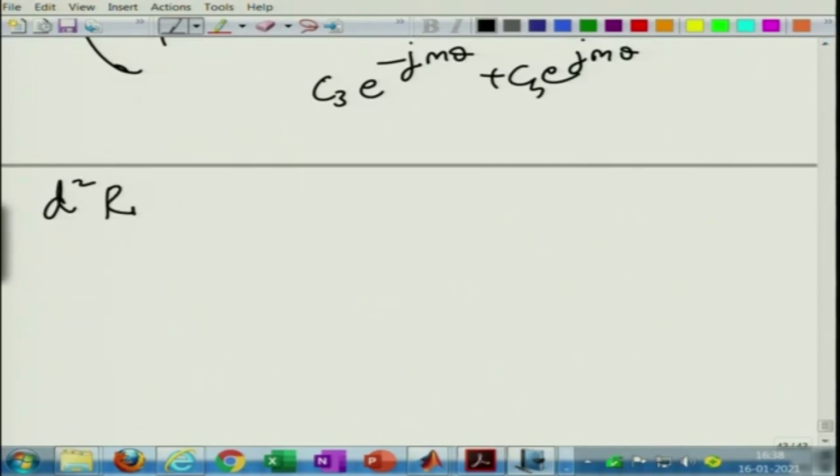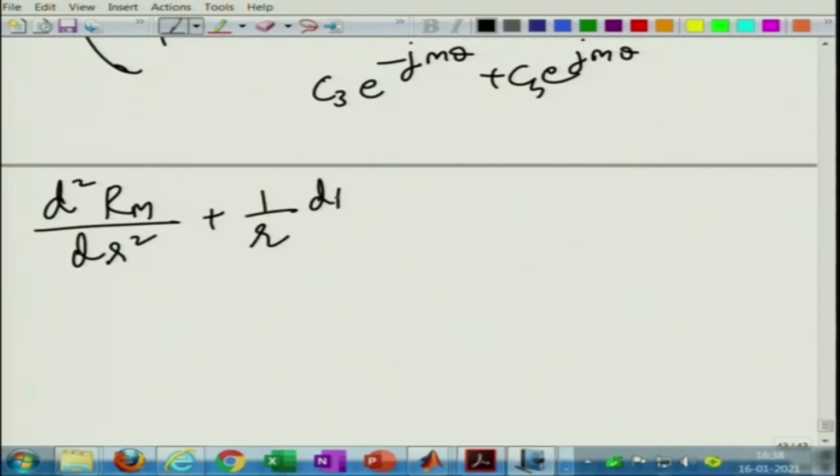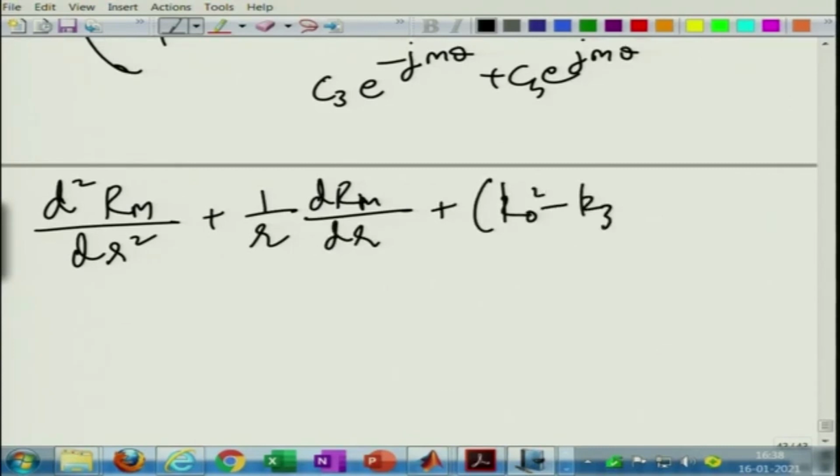This is a vast topic. I am writing m as a suffix here because we are trying to solve for m. This is a vast topic which arose at least a century back, from the time of Bessel, more than a century back I would say. We will worry about kz later, where m now is an integer. So, this is R sub m, equal to 0. This is your Bessel's equation.